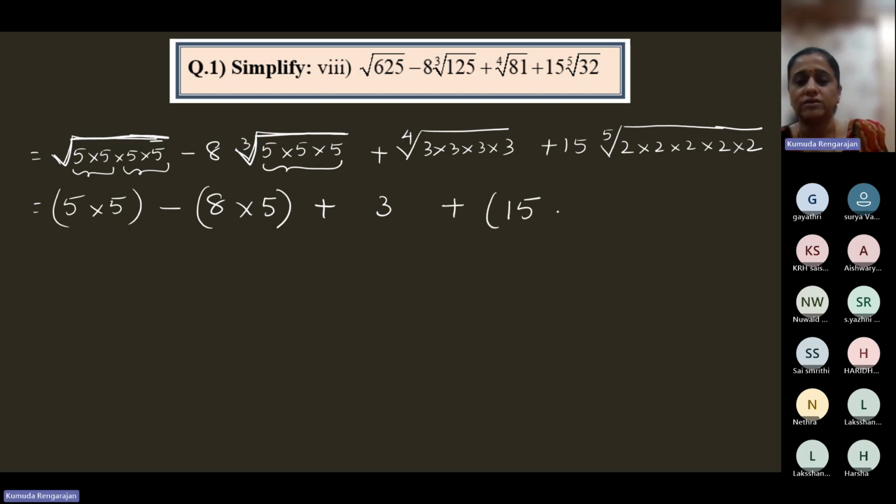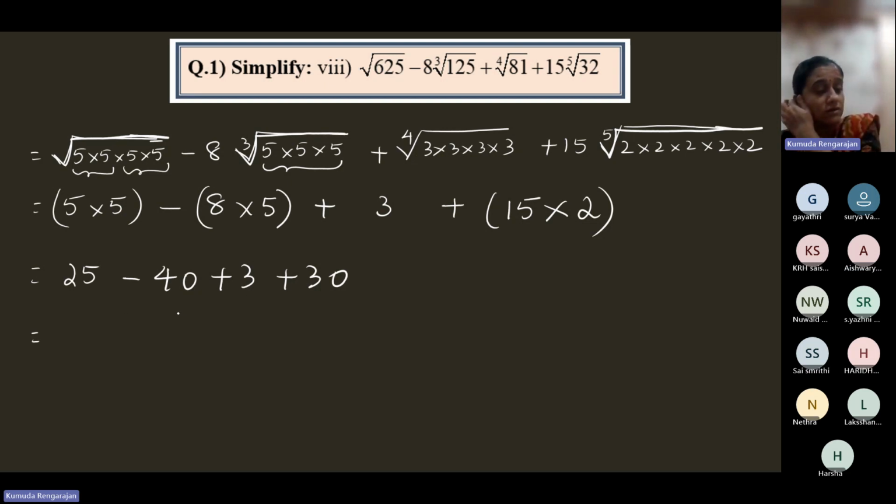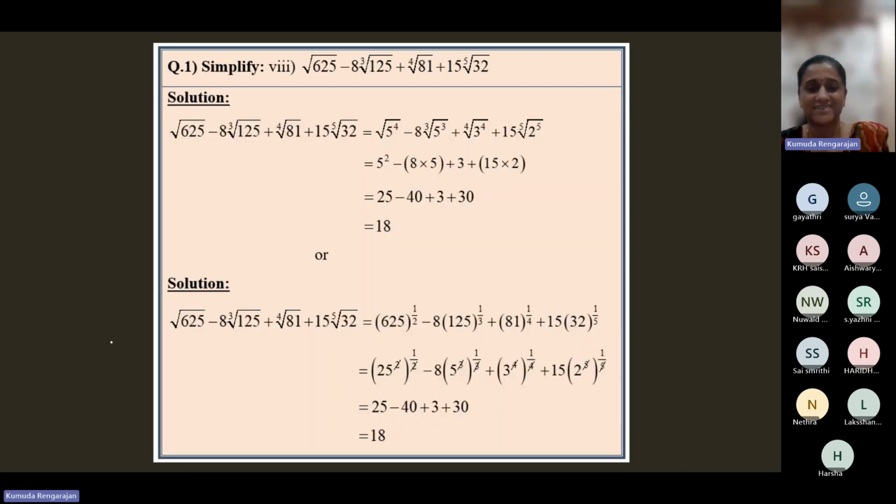There's already a 15 here into. Now this is 5th root. The radical sign is 5th root. So from 5 equal factors, 1 out. So 5 twos, 1 two out. 5 fives are 25, minus 40, plus 3, plus 30. So what is this? 33 and 7... 18. Yeah, 18.